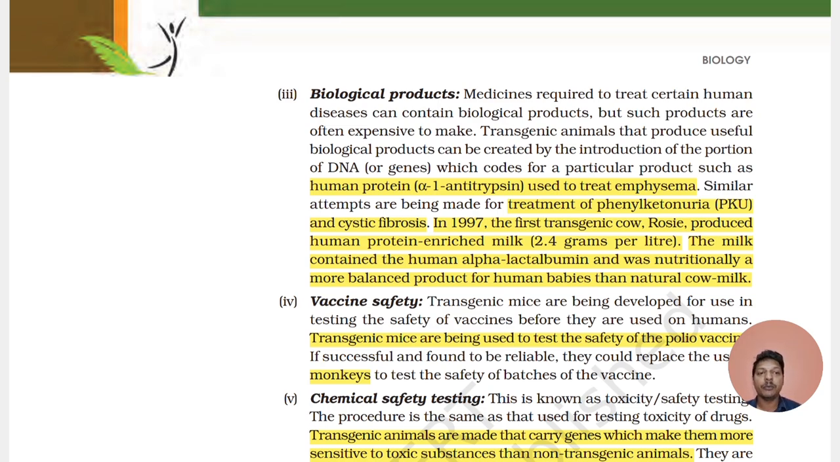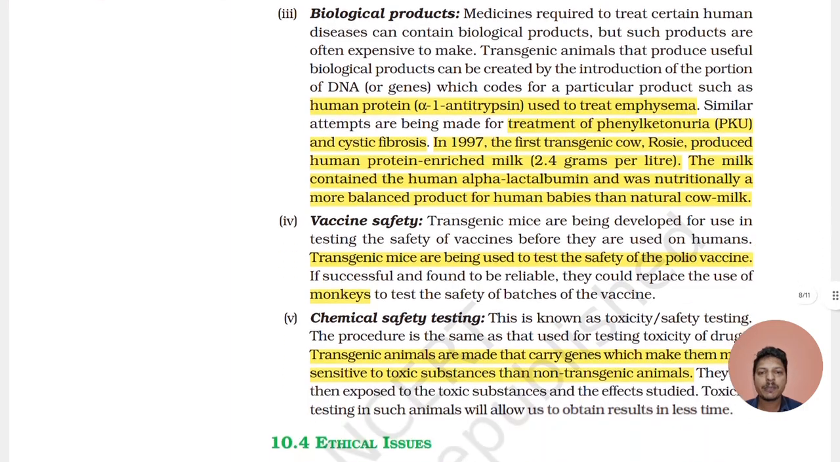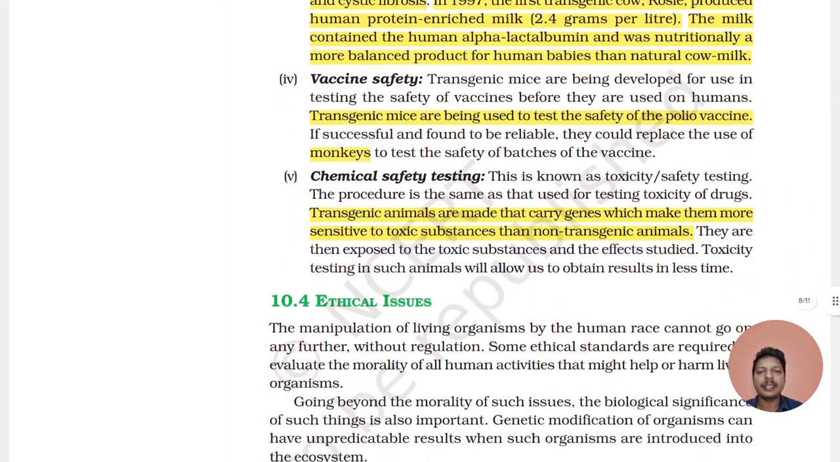In 1997, the first transgenic cow, Rosie, produced human protein enriched milk, that is 2.4 grams per liter. This milk contains human alpha-lactalbumin and was nutritionally a more balanced product for human babies than natural cow milk. Then vaccine safety, chemical testings.